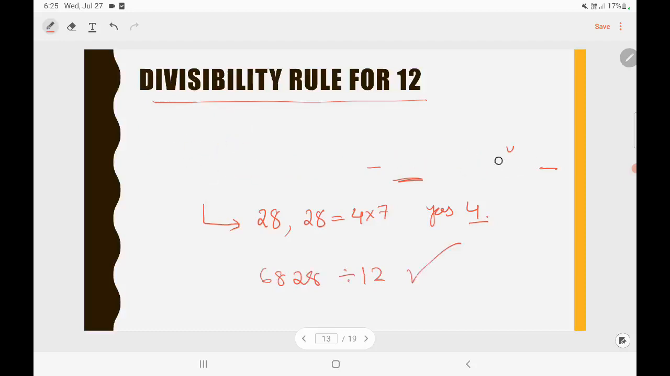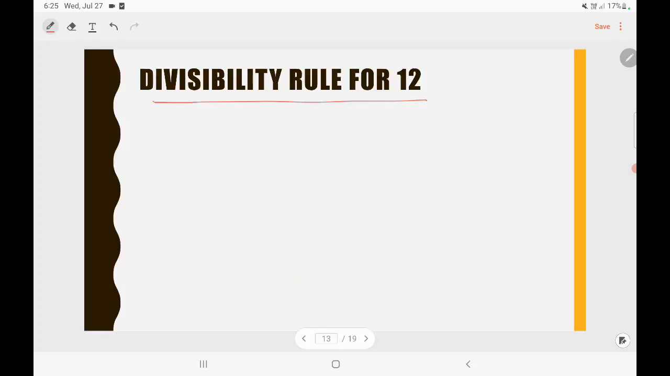We'll check one more example. Let's say the number 316. We need to check whether 316 is divisible by 3. 3 plus 1 is 4, 4 plus 6 is 10. Is 10 divisible by 3? No, 10 is not divisible by 3.